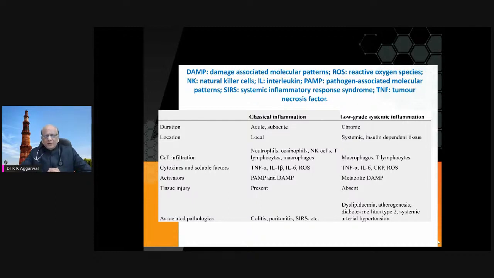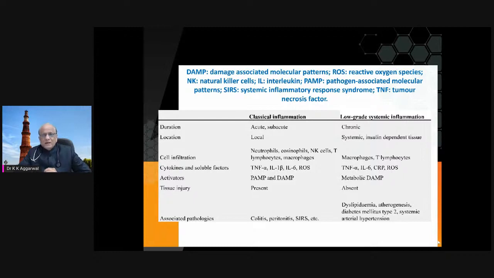And low-grade systemic inflammation is always systemic, and it is present in insulin-dependent tissues, including the liver, the muscle, the adipose tissue, and the pancreas. It contains macrophages and T lymphocytes predominantly, and tissue injury is absent. Low-grade systemic inflammation is responsible for dyslipidemia, atherogenesis, diabetes, and systemic arterial hypertension.